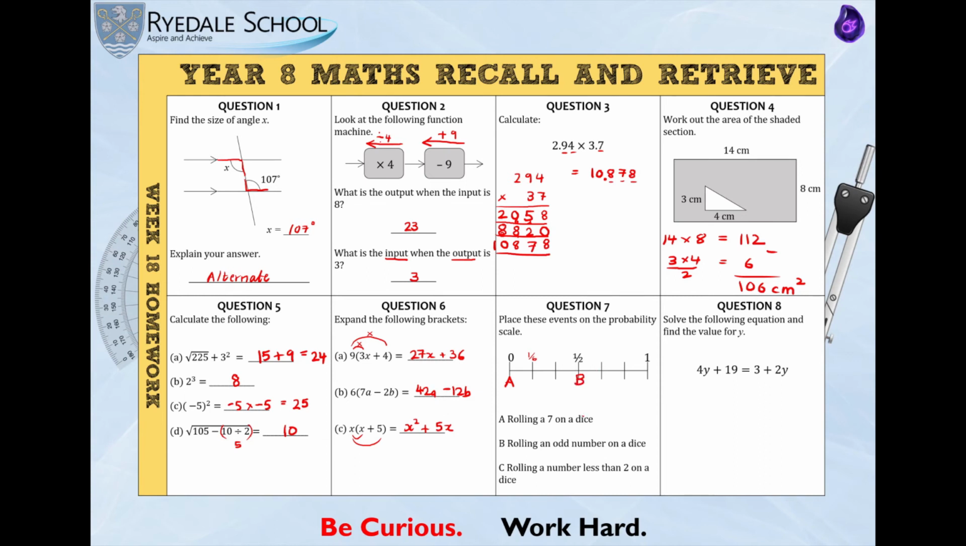Rolling a number that is less than 2 on a dice, there is only one number less than 2, and that is the number 1. So that is 1 out of 6, 1/6, which is C.